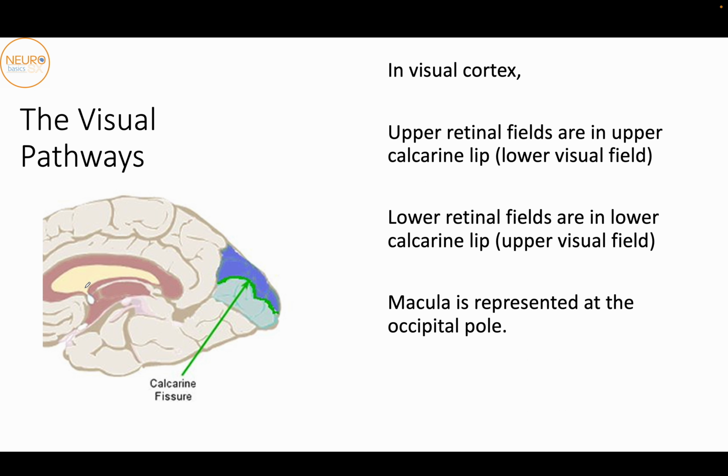Following which these fibers will reach the visual cortex, and here the upper retinal fields, again remember the upper retinal fields, not the upper visual field. The upper retinal field gets expressed on the upper side of the calcarine fissure. The lower retinal field gets expressed on the lower side of the calcarine fissure. So again, this upper side of the calcarine fissure has the upper retinal field. So again, its retina will be superior, but the visual field again will be the inferior part. Same for the lower lip of the calcarine fissure. It will have the lower part of the retinal fields, but the superior part of the visual field. The macula here will be represented directly at the occipital pole.